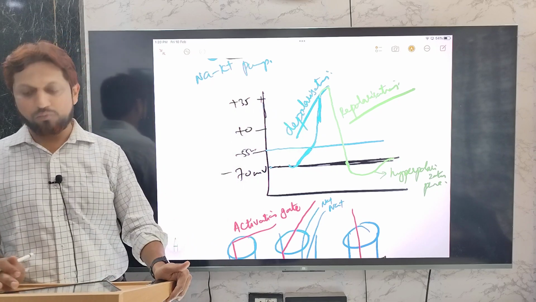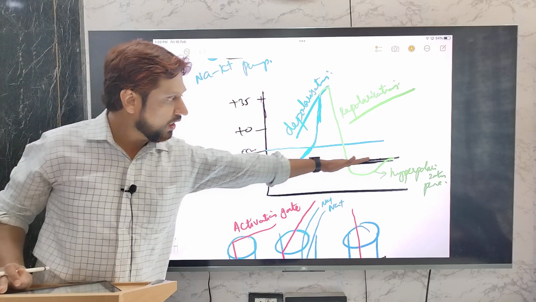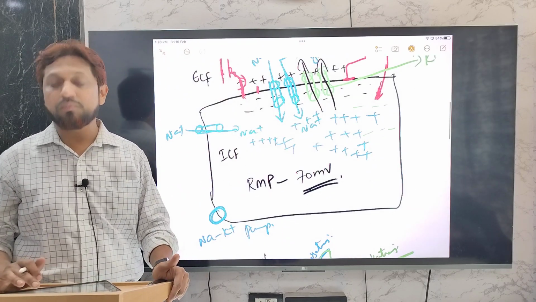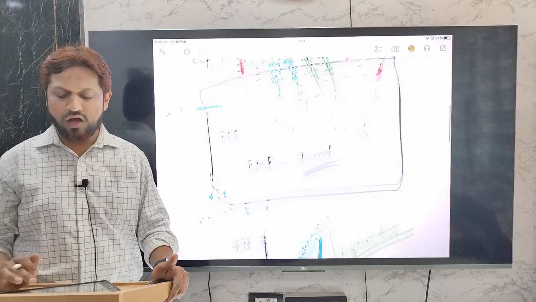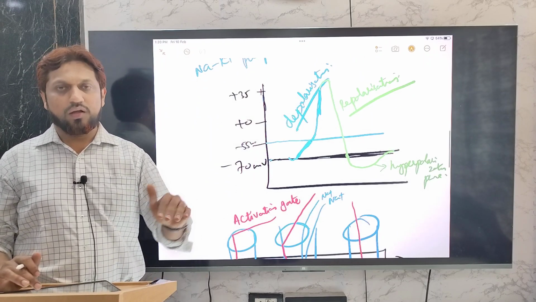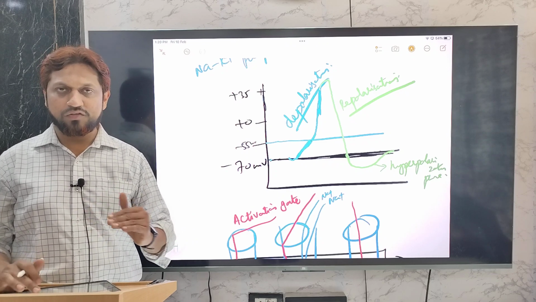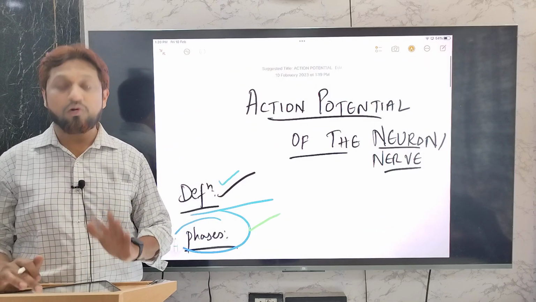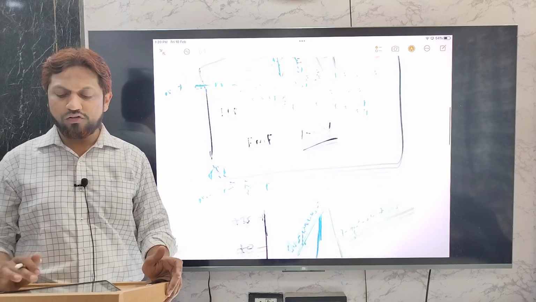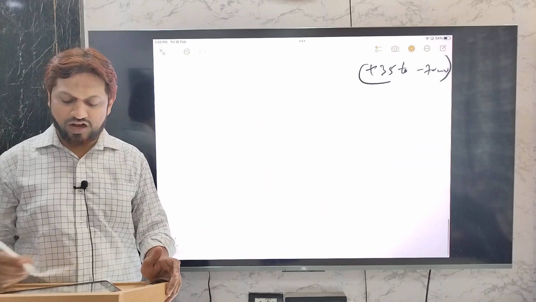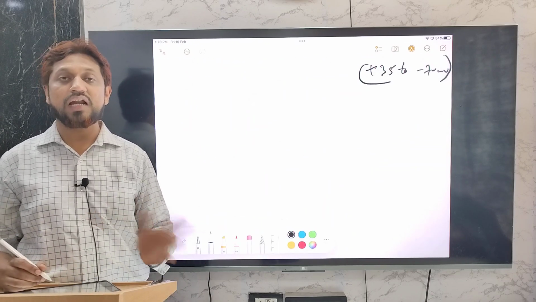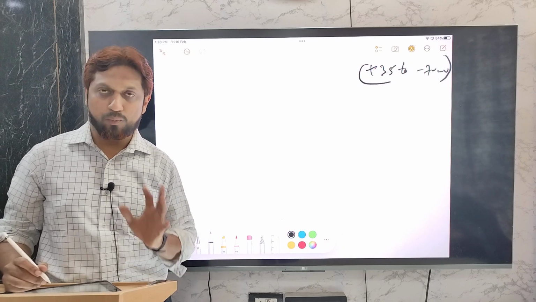There is one more phase, hyperpolarization. Finally the membrane potential will come back to the resting membrane potential. This is how the membrane potential changes take place, and these membrane potential changes are called the action potential. Now, how is this action potential transmitted in a myelinated and unmyelinated nerve? That is the propagation of the action potential.